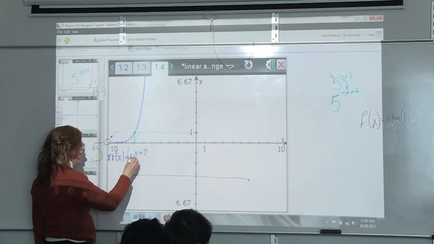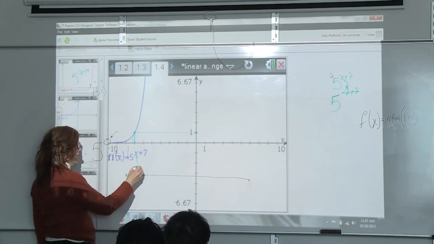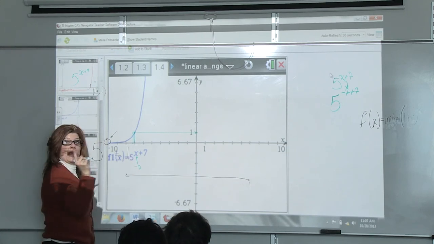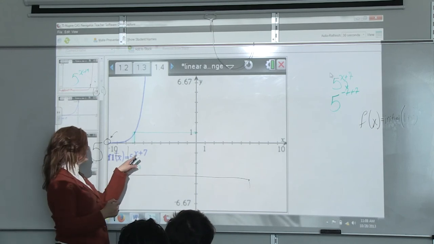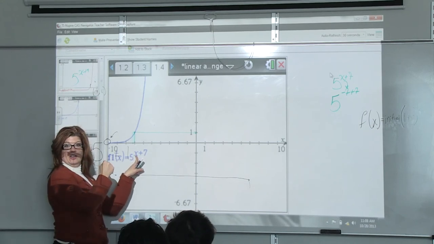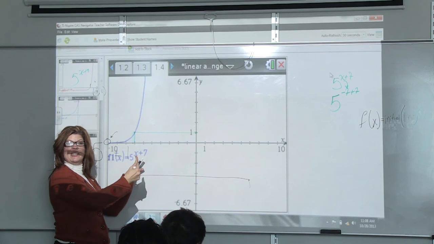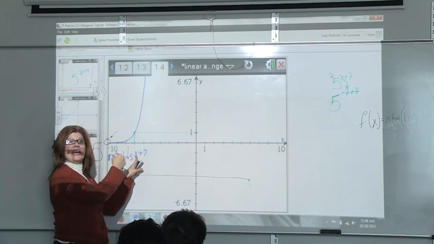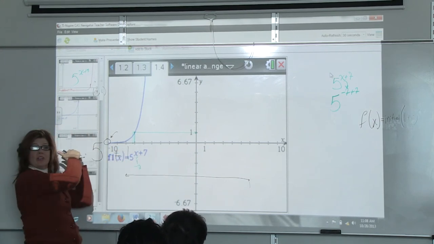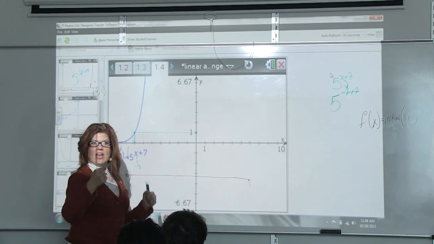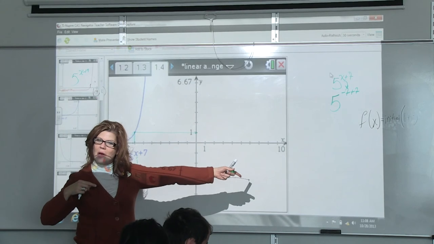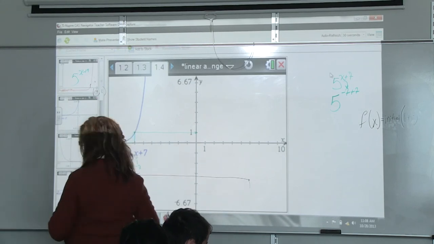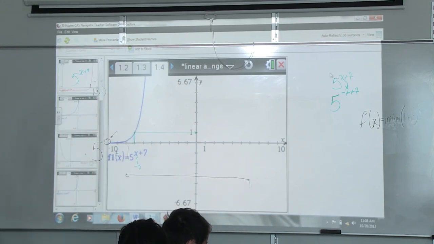So if x is negative 7, Caleb is saying since I have to input a negative 7 here to make that exponent be 0, that's what slides it to the left. And the other one, I input a positive 14. That's right. It slides the opposite direction of what you think. All right. Nice work, everybody.